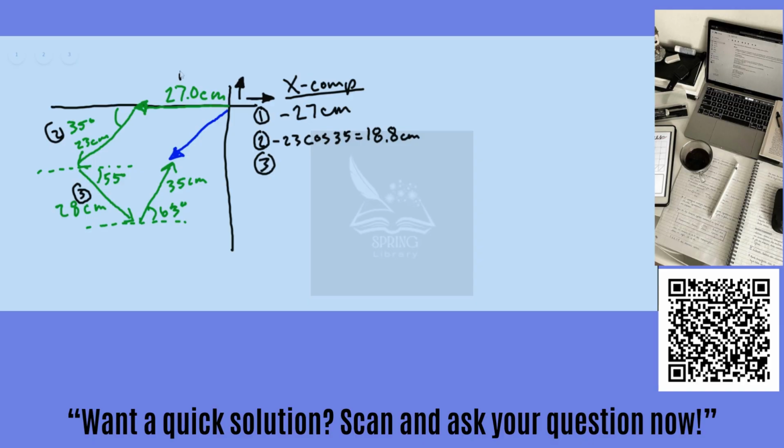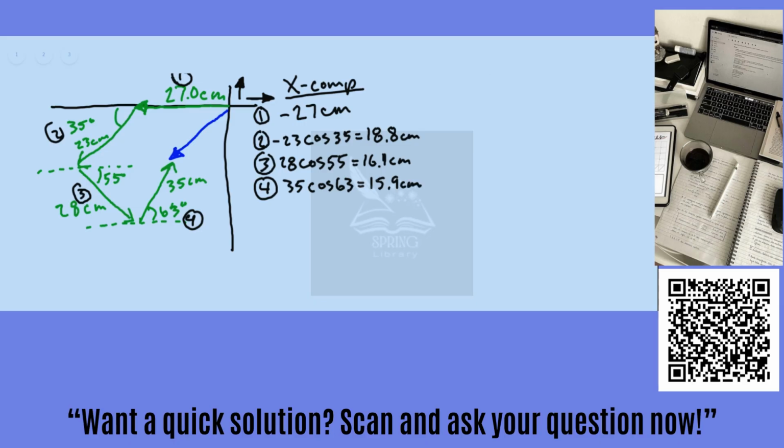Oh, looks like I ran out of space at the top of the board there. And his fourth jump is over here, right? So his third jump, magnitude of 28 centimeters, forming an angle of 55 degrees, is going to give us 16.1 centimeters. The fourth and final leap is going to have a magnitude of 35 centimeters, forming an angle of 63 degrees, which gives us 15.9 centimeters.